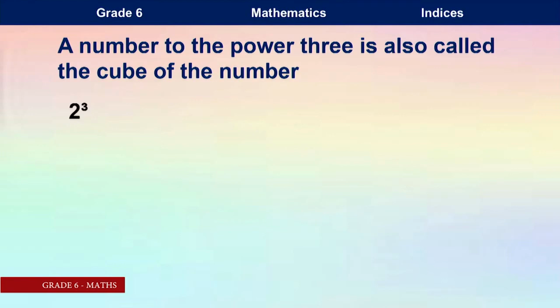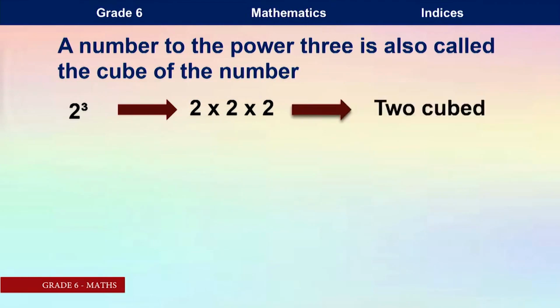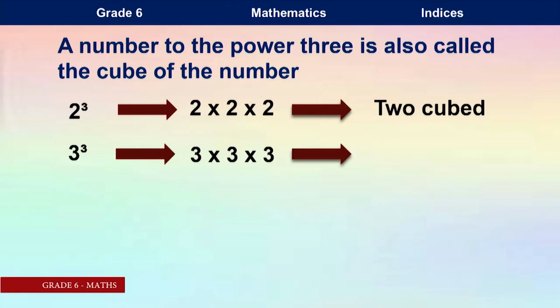Here 2 to the power 3. How to expand? How many 2's are there? How many 2's have multiplied? 2 multiplied by 2 multiplied by 2. Then we can read this as 2 cube. The next one, 3 to the power 3. That you have learned. There's another name I am going to introduce to you. After expanding, that is 3 into 3 into 3, and the name is 3 cube.